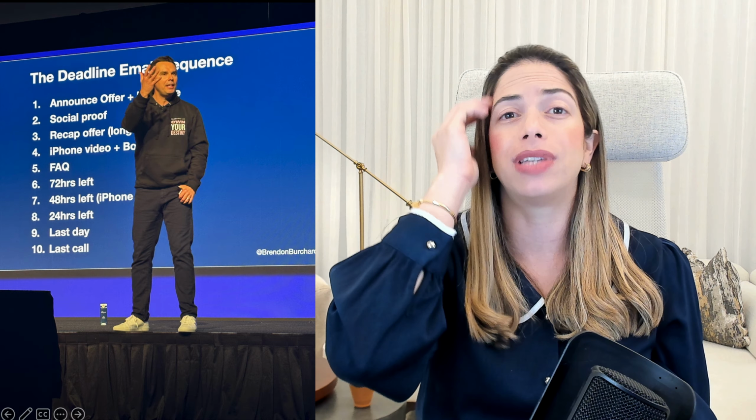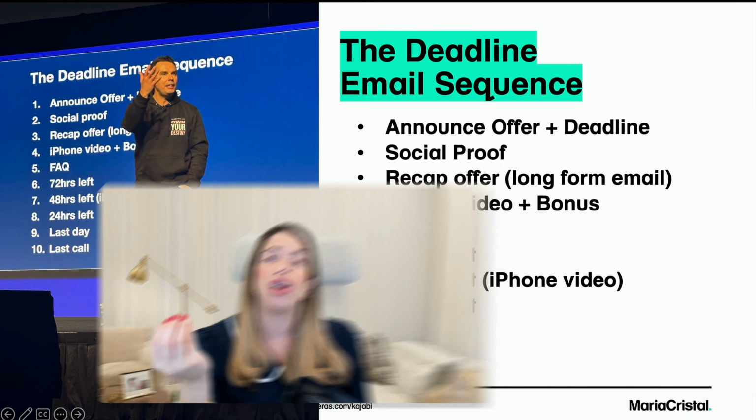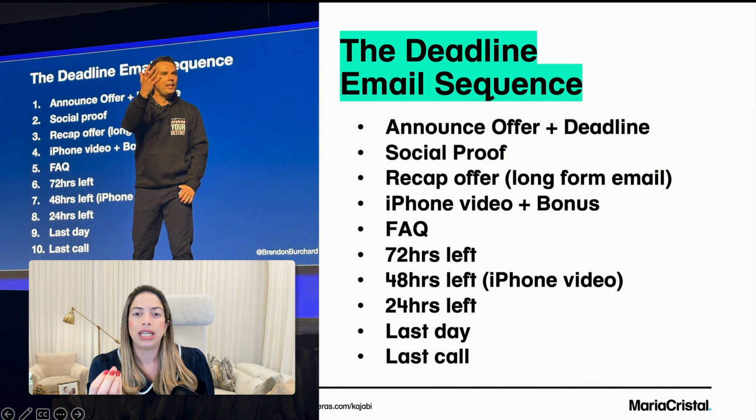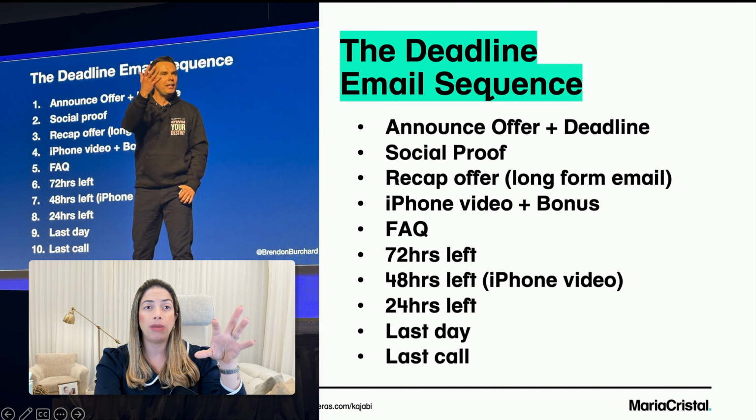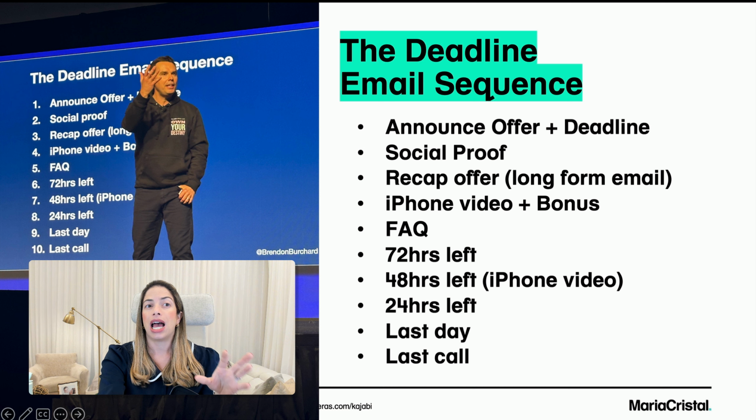So the basic deadline email sequence for when you're launching something, an offer: announce that offer and a deadline, send social proof, testimonials, success stories, send a long form email with a recap that has a detailed breakdown of all the benefits, a bonus email with an iPhone video explaining the offer, any added bonus you have, frequently asked questions. On that email, you're going to answer common questions to address objections.